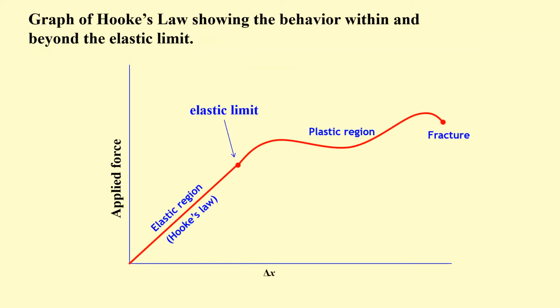Here is a graph of Hooke's law showing the behavior within and beyond the elastic limit. The vertical axis is the applied force, horizontal axis is the change in length. This graph has two regions, the elastic region and the plastic region. Hooke's law is applicable in the elastic region. The graph is a straight line going upward.